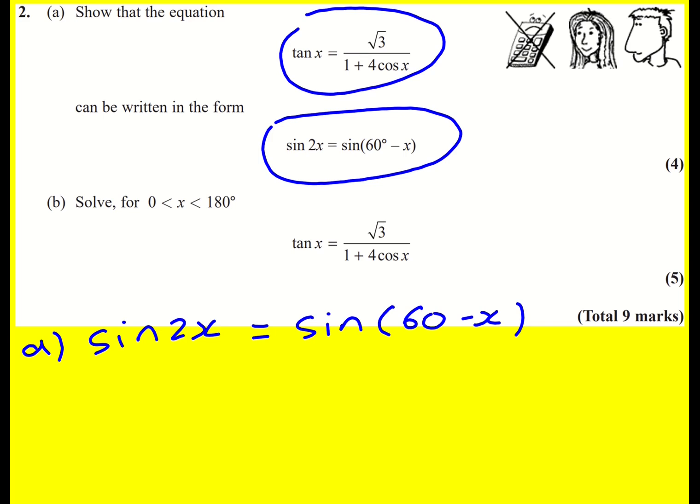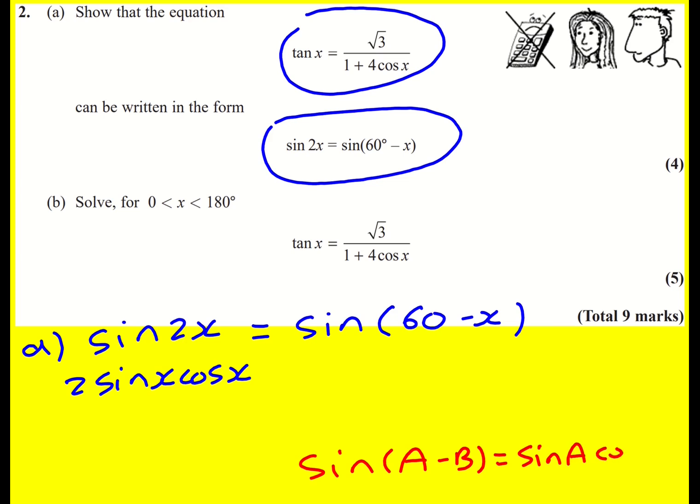And then we can just say, hey, we will do the steps in reverse. So sine 2x is 2 sine x cos x. That's one to know. Right, but sine of 60 minus x, well, we have sine a minus b is equal to sine a cos b minus sine b cos a.